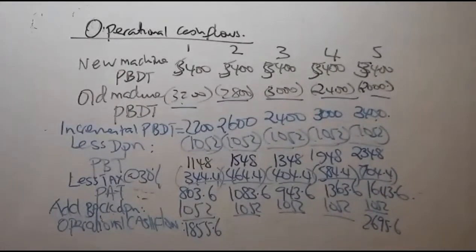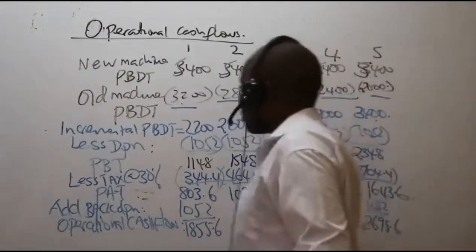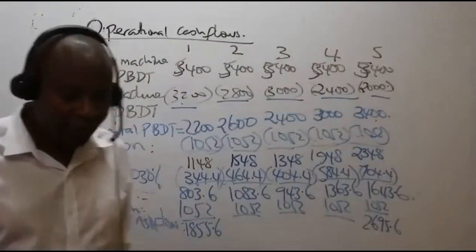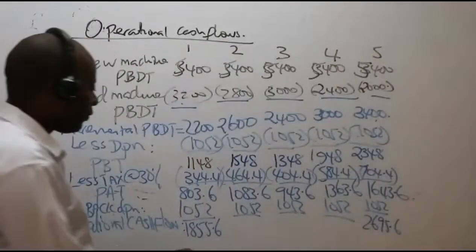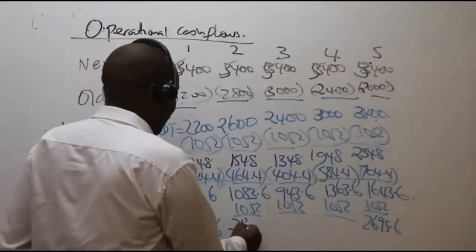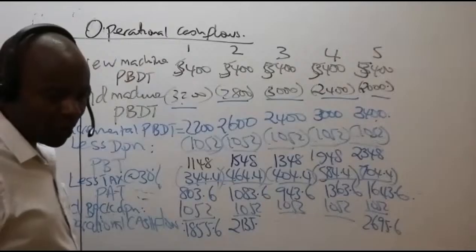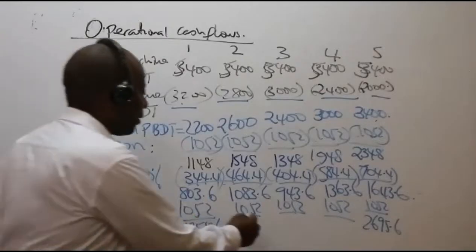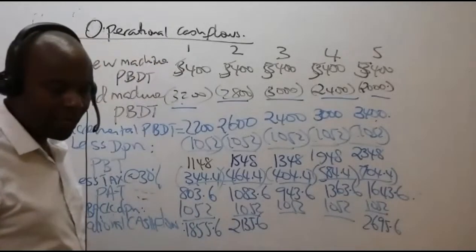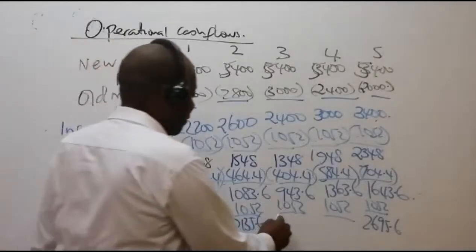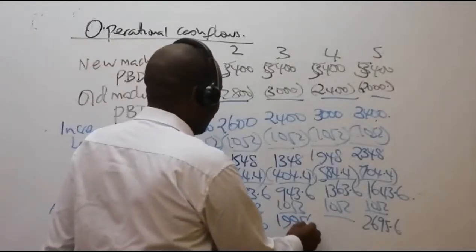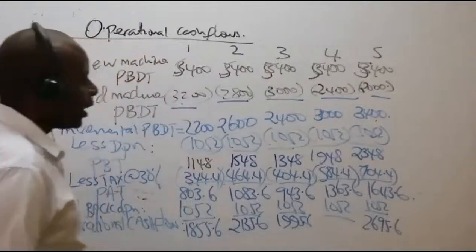Okay. So what figures are we getting, ladies and gentlemen? So year number 1, number 2, I can see 2135.6. Please write there. Year number 3, write the year. 1995.6. How about year number 4?